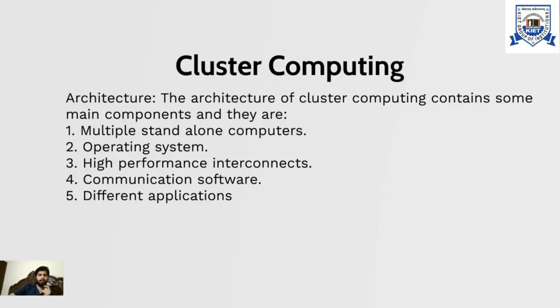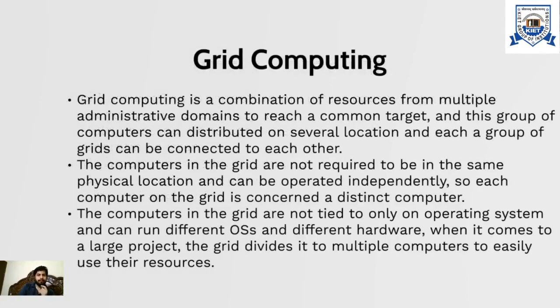When you have all those computers, you need a connection setup, and that needs to be very high performance. So a high performance interconnect connects all those computers. Fourth is communication software. You need communication software to establish an interface between all those computers, so that you can communicate with each and every computing unit. Fifth is different applications. Obviously you need different applications to work on it.